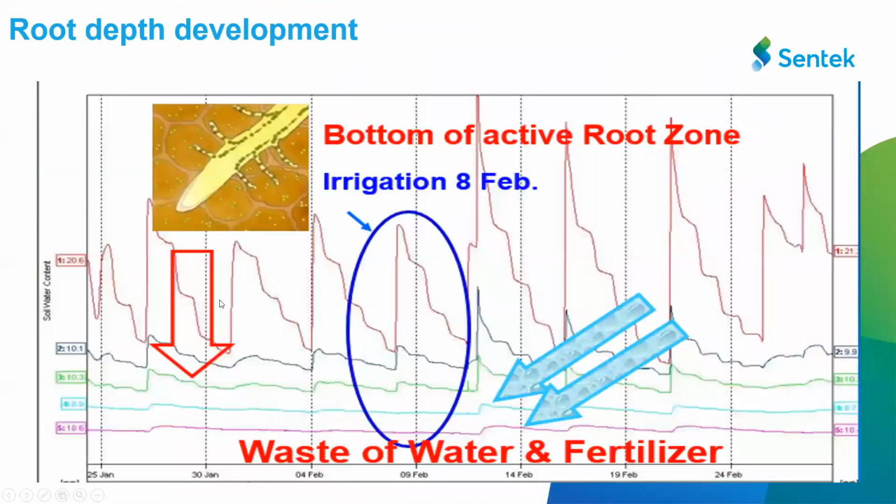And then our probes really detect where the roots are extracting water from. For example, you can see that the blue line here had very little change throughout time. Then, based on the 14th of February, you can start to see the drop in that depth. If you ever were to water past where the root zone is, you're going to waste water and fertilizer.